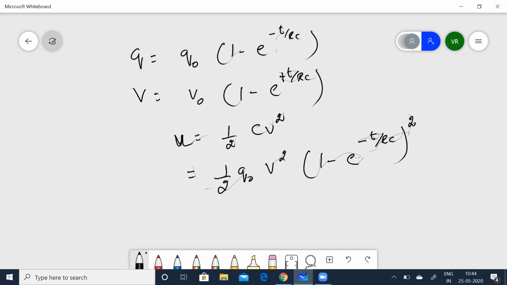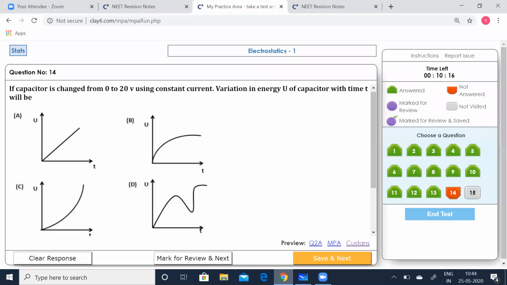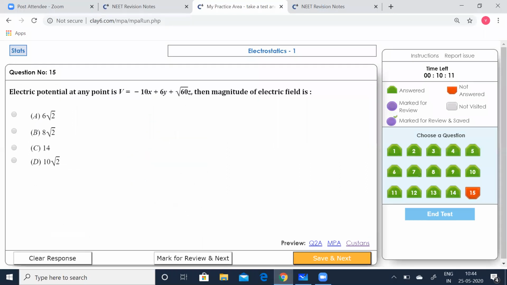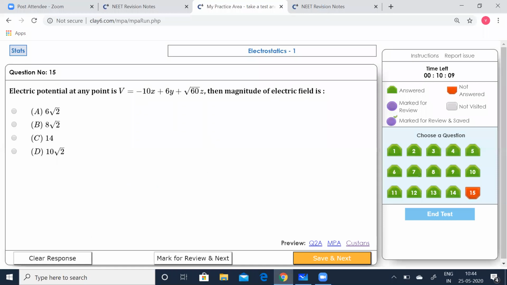Now, you can see that U is going to vary exponentially with time. Varies in the sense it is increasing. So you can say it is increasing exponentially with time. So B should be the correct option. Save that. The last question.